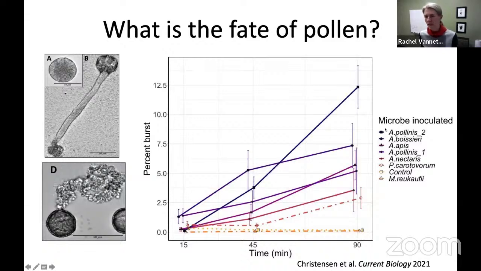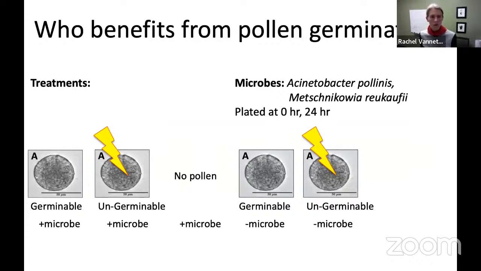And we don't expect this to be 100% because some pollen grains are aborted or not viable or things like that. So, okay, we've seen that Acinetobacter can induce this sort of pollen germination and bursting, but then we wanted to see, well, do they actually benefit from this?